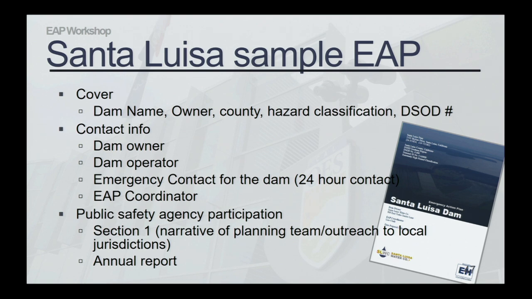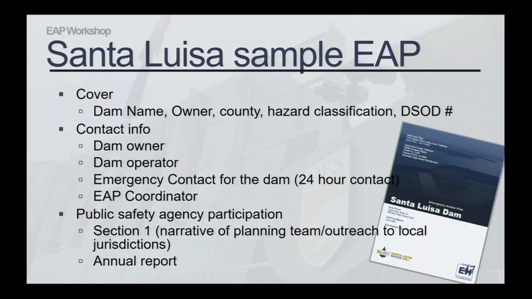And then I'd also like to highlight page 5 of that emergency action plan. It says dam contact information. We're looking for this at the front of the document because, again, in an emergency, we don't want to have to hunt for this information. This is where you should list your dam owner and your dam operator. If they're the same, let us know. Also list an emergency contact for the dam, 24-hour, and your EAP coordinator, and how we get in touch with those people.